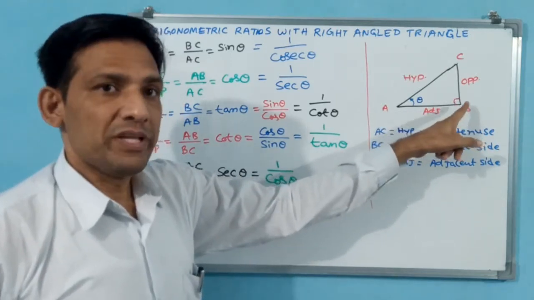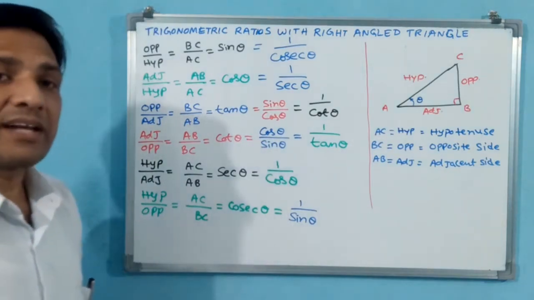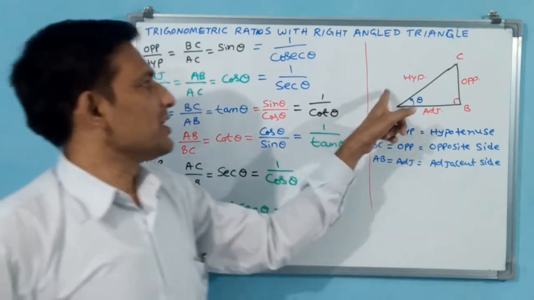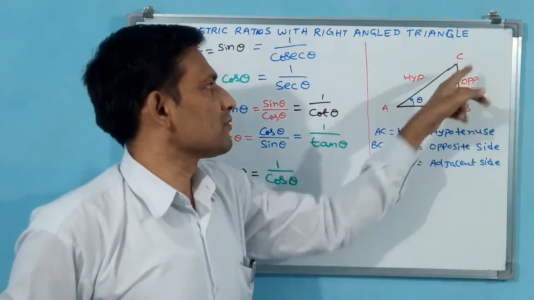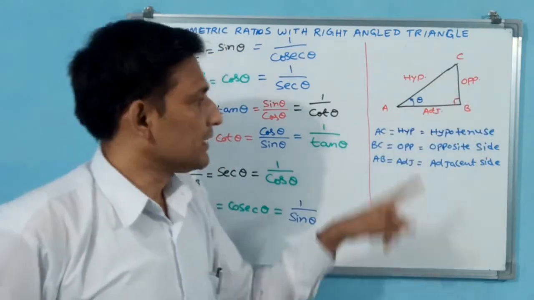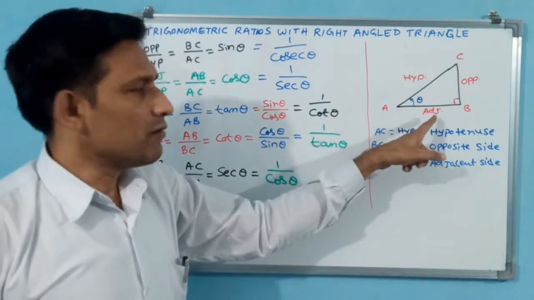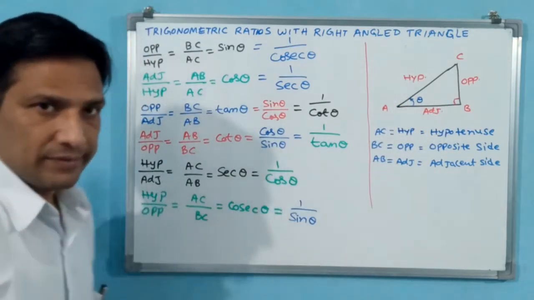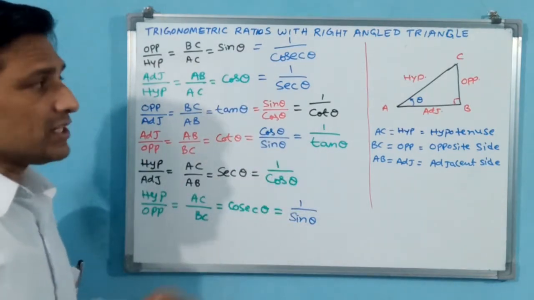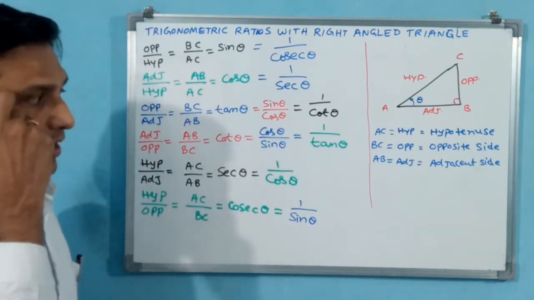Right angle triangle should be there and hypotenuse always should be AC. Why? Because by Pythagoras theorem, AC square is equal to AB square plus BC square. Hypotenuse square is equal to adjacent side square plus opposite side square. Always take hypotenuse as AC. And this theta is always between adjacent side and hypotenuse. Okay. These are the ratios. 14 ratios. Originally 6 ratios, but supplementary ratios we also have to remember.